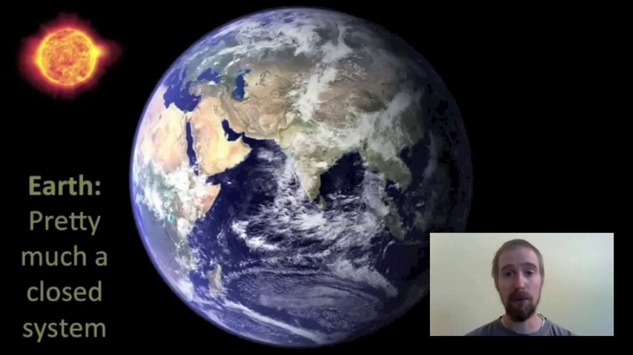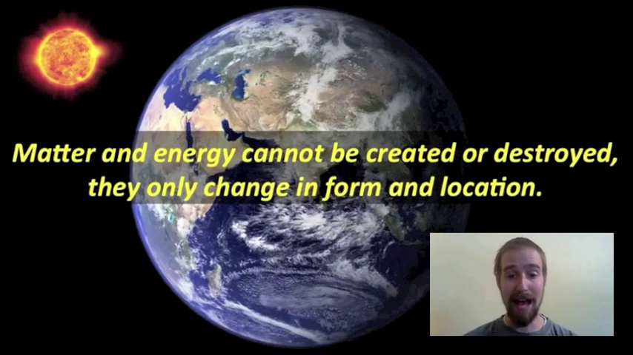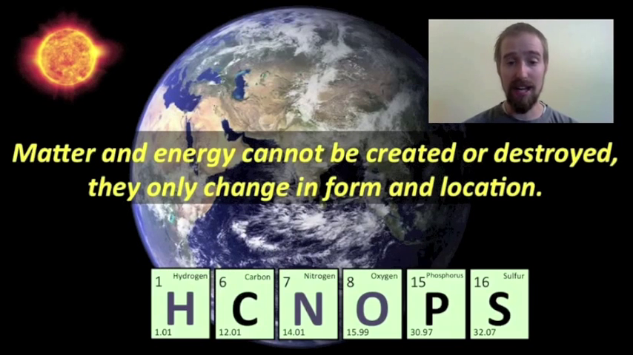Now this has to do with a pretty important law in science, and that is the law of the conservation of matter and energy, which states that matter and energy cannot be created or destroyed. They only change form and location. So all of these things that make up living organisms, all of this matter, the hydrogen, the carbon, the nitrogen, oxygen, phosphorus, and sulfur, it didn't just come into being in us, and it doesn't just disappear when we die. We get it from somewhere, and then when we're done with it, it goes somewhere.